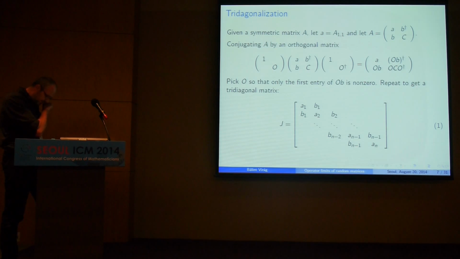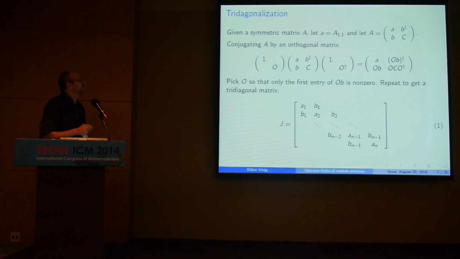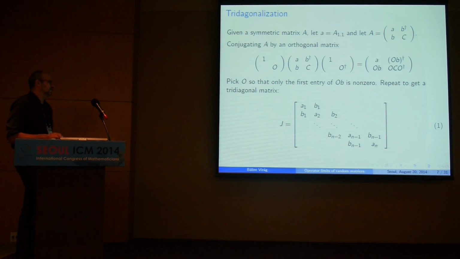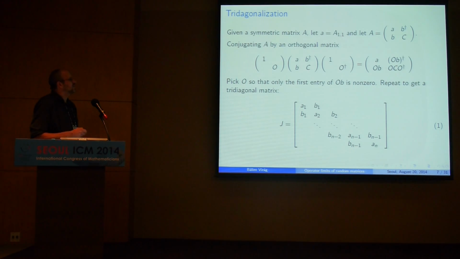So let's first show how this thing starts. Let's say we have a general symmetric matrix A, and let little a be its first element. Let's write this in block form. First we're going to conjugate this matrix so that it's tri-diagonal. Here is how you can do that. If you take an orthogonal matrix of this form, which has a 1 by 1 block and an n minus 1 by n minus 1 block, and you conjugate the matrix by this, this is what you get. You can choose your O in a way that only the first entry of OB is non-zero. So by this conjugation, you manage to zero out everything in this column, and you can then continue to get a tri-diagonal matrix. That's the tri-diagonalization argument, and it's nice because you did very simple operations, and you reduced the dimension of your data from n squared to about 2n.